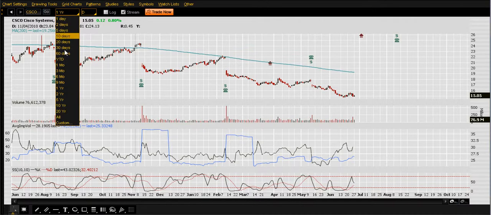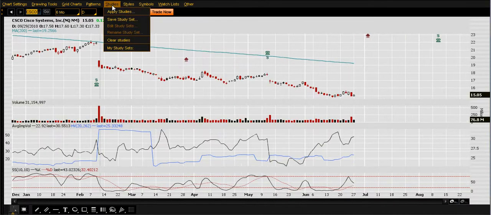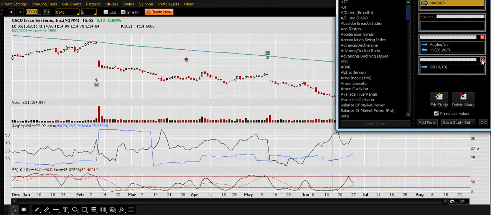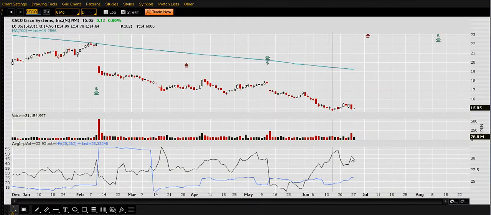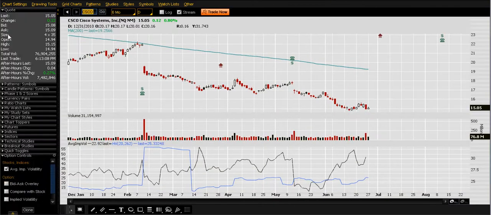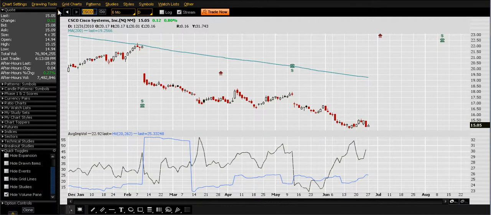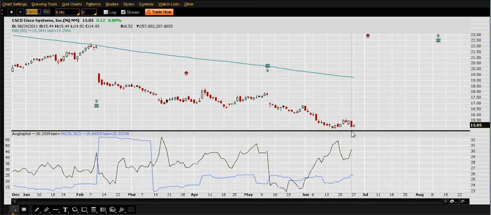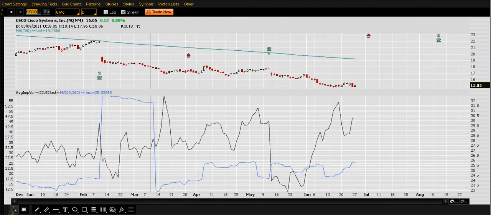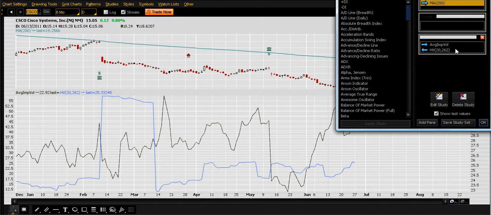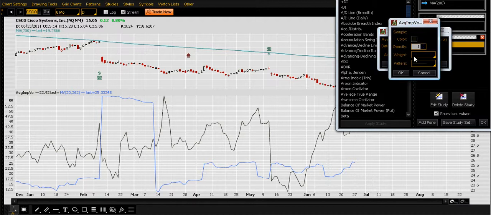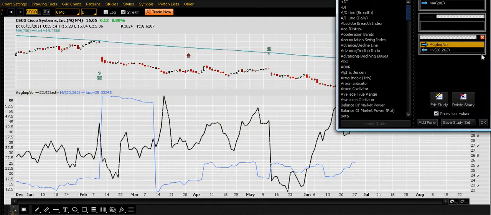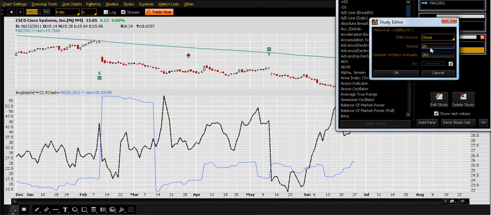So let's take a look here. I'm going to get rid of this study. I'm going to get rid of the volume pane because that really doesn't matter. There we go. All we really care about is this right here, and I'll actually make that even thicker so we can get an idea of what it actually looks like. And then this one.